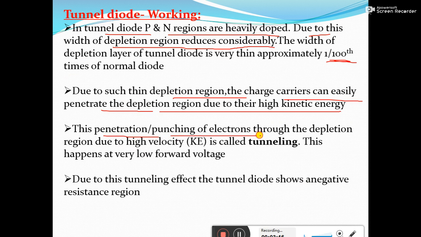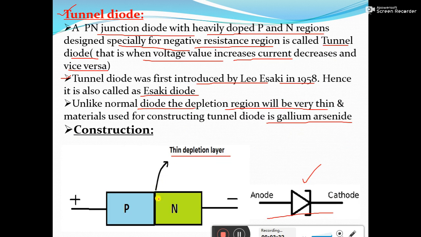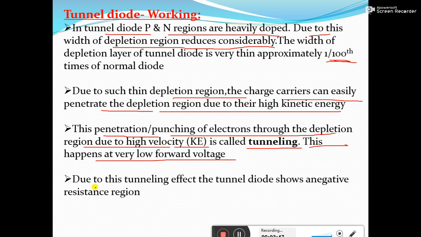This penetration or punching of electrons through the depletion region due to high velocity, or high kinetic energy, is known as tunneling, and this happens at a very low forward voltage. Because the depletion region is very thin, I cannot expect the tunneling to happen at 0.7 or 0.8 volts, at a higher voltage. Since the depletion region is very thin, the tunneling effect is observed at a very early forward voltage. Due to this tunneling effect, the tunnel diode shows a negative resistance region.